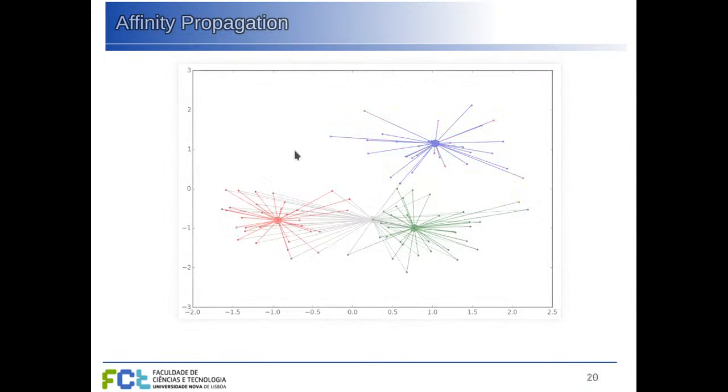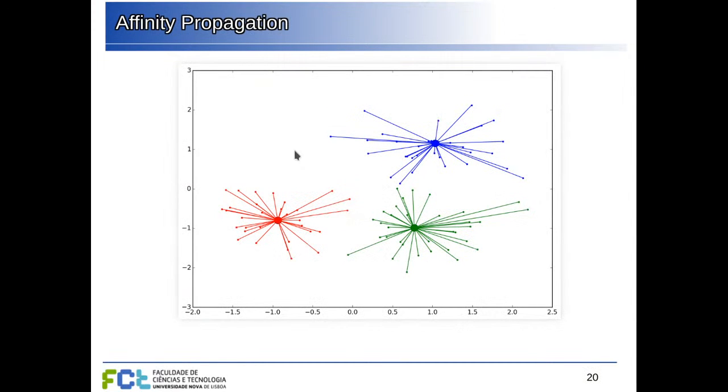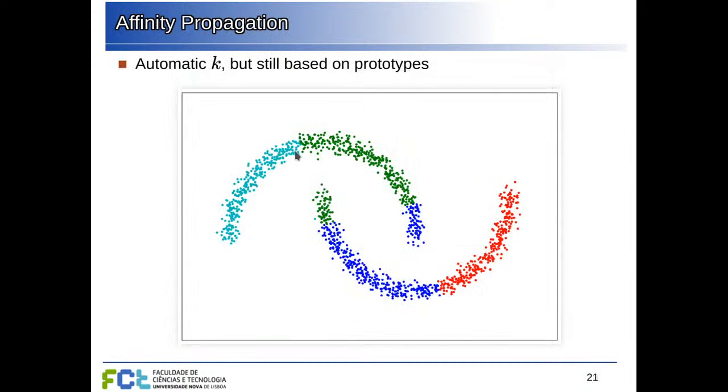So this is one example where we do not determine exactly how many clusters we are going to have in the end. This will depend on the data, but it also depends on the parameters that we set. So by changing those parameters, we change the number of clusters we have at the end. This gives us an automatic number of K, but it's still based on prototypes and those dissimilarities.